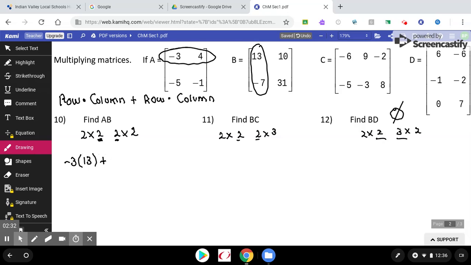Then to that, we're going to add the second number that I circled up there, which was a 4, times the second number that got circled in the column, which was -7. And that would be the first answer. I know, crazy. Okay, so I'm not going to bother doing that math yet, because you could certainly pick up a calculator to do that.